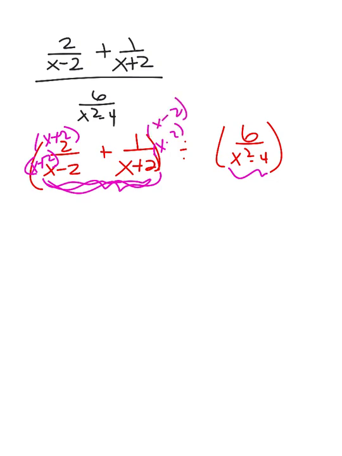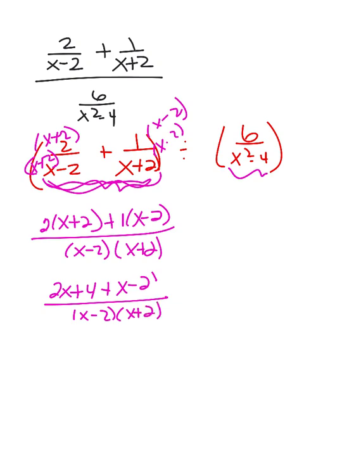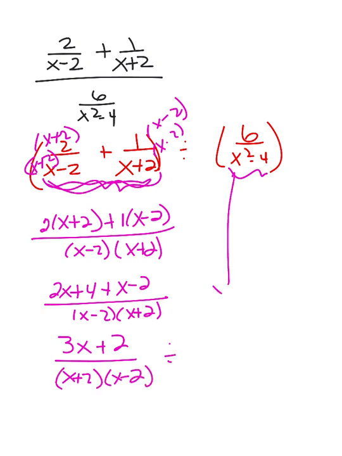All right, so in the numerator, I have 2 times x plus 2 plus 1 times x minus 2 over x minus 2, x plus 2. So I get 2x plus 4 plus x minus 2 over x minus 2, x plus 2. In the numerator, I need to combine like terms. So I get 3x plus 2 over x plus 2, x minus 2. And now I can bring this guy down. 6 over x squared minus 4.